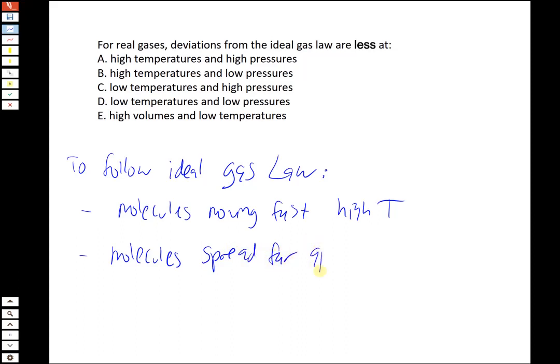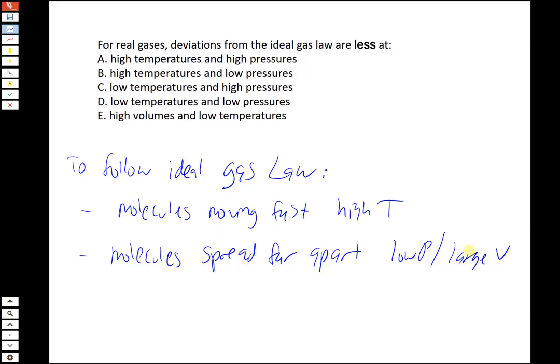Because if the gas molecules are far apart from each other, again, that means they're not going to be in close contact, they're not going to have those intermolecular forces. And so that means some combination of low pressure or large volume will accomplish that. So those are the conditions under which you have the fewest deviations from the ideal gas law. When the temperature of the gas is high, meaning that the gas molecules are moving fast, or when they have low pressure and large volume, meaning that they're far apart from each other.